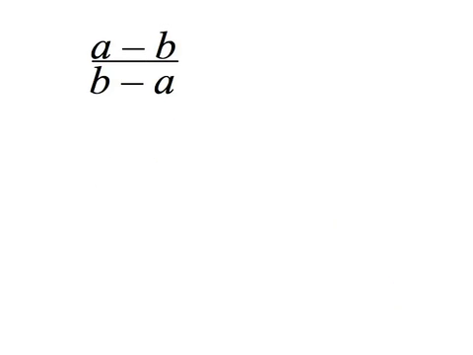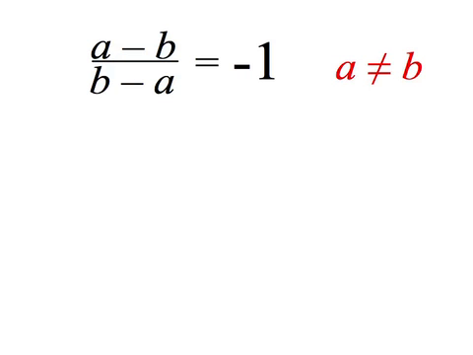That brings us to this expression. A take away b over b take away a. Once again, pick any two numbers you want. The first number take away the second number will be the opposite of the second number take away the first number. Therefore, they simplify to become -1, once again, provided that the two numbers are not the same.